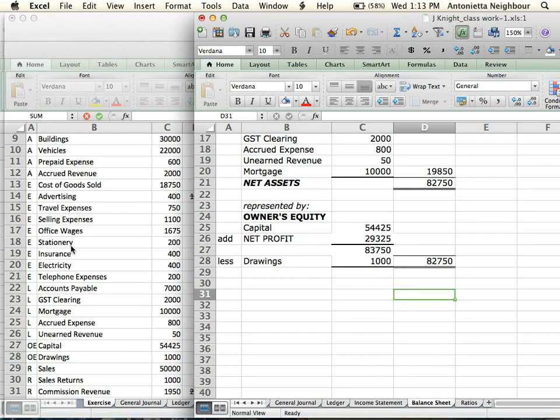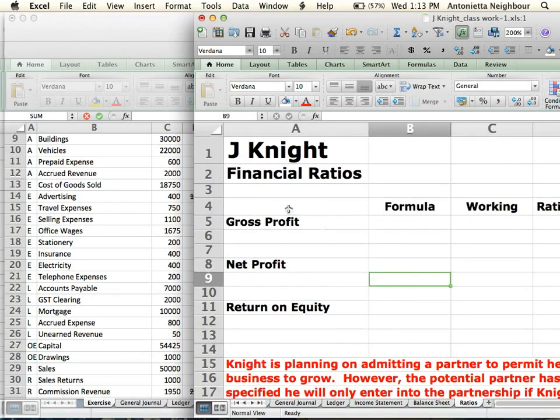Okay. Let's do the ratios then. Click in the ratios spreadsheet. Are we ready? Should I wait a little bit? Daniel, have you finished? Yeah. Okay, let's hop into ratios then.